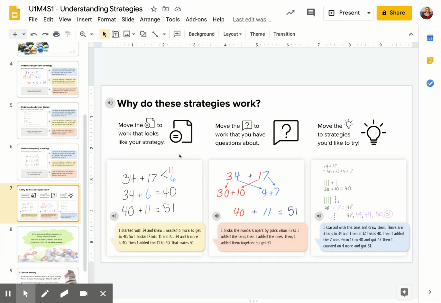All right, why do these strategies work? So move the equal sign to work that looks like your strategy. Can you move this little box? Which one looks like your strategy? Move this question mark to one of the strategies that you're not sure about or that you have questions about. And move the light bulb to a strategy you think you might want to try.